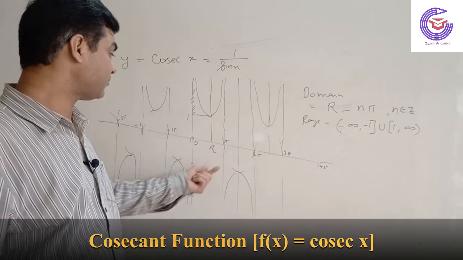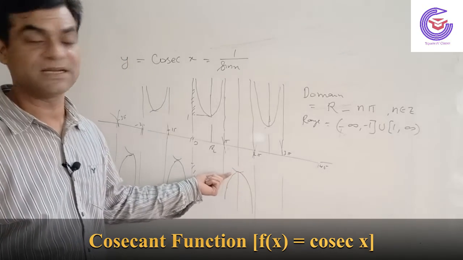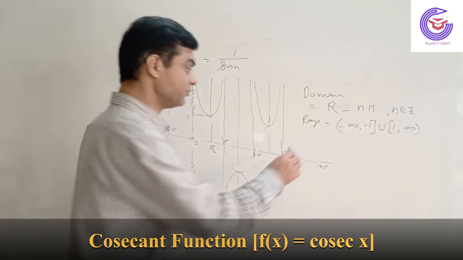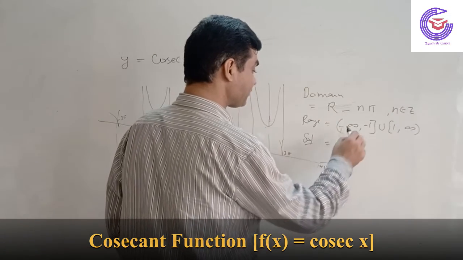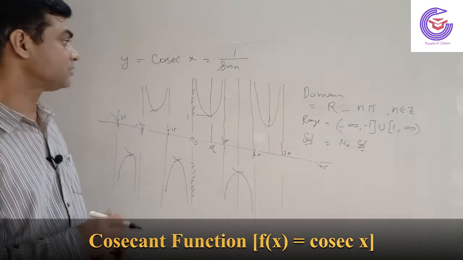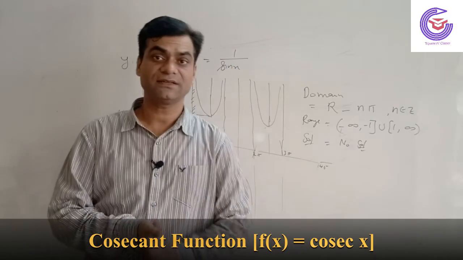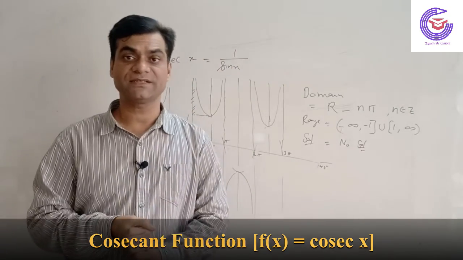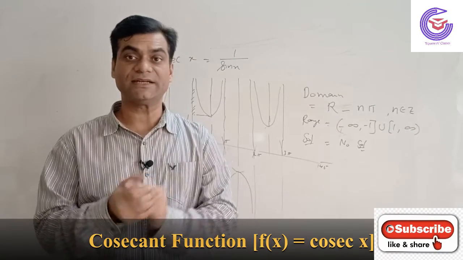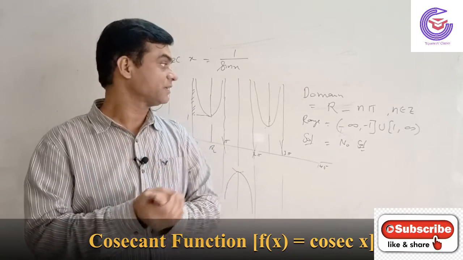What is the solution set of this function? Again, the solution set of this function is the null set, because there is no value of x for which y comes as 0. So you can write, solution is no solution. So hope you are clear with all the graphs of trigonometric functions, starting with sin x to cosec x, and you can calculate the domain, range, and the solution using the graph.